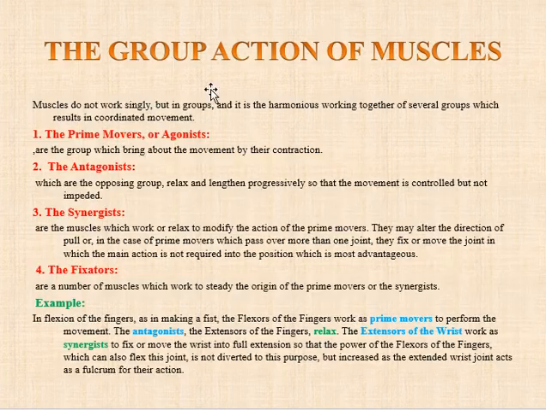Group action of muscles. What is group action of muscles? Muscles basically don't work singly but in groups, and it is the harmonious working together of several groups which results in coordinated movements. Prime movers, or agonists, are the group of muscles which bring about the movement by their contraction. Antagonists, which are the opposing group, relax and lengthen progressively so that movement is controlled but not impeded.